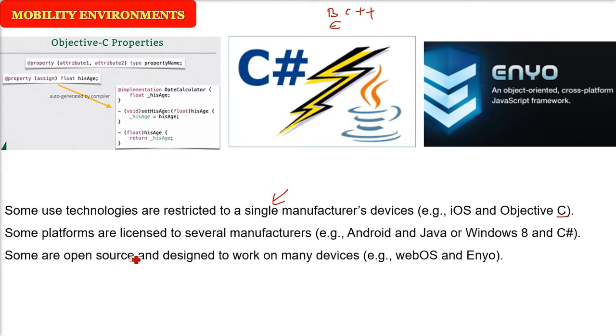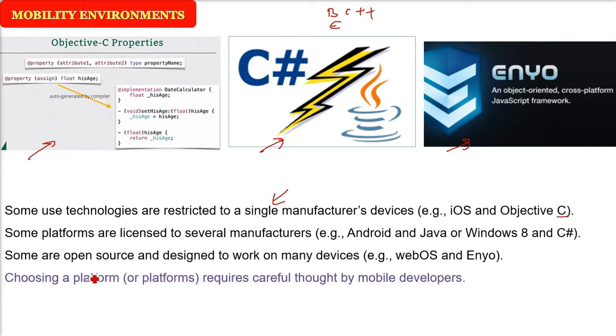There are some open source platforms also. They are designed to work on various devices, for example, WebOS, HP and NU. So this is Objective-C, this is C# and Java, and this is NU, an object-oriented cross-platform JavaScript framework. So these are different things available.